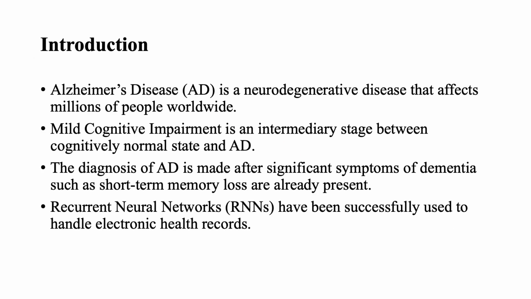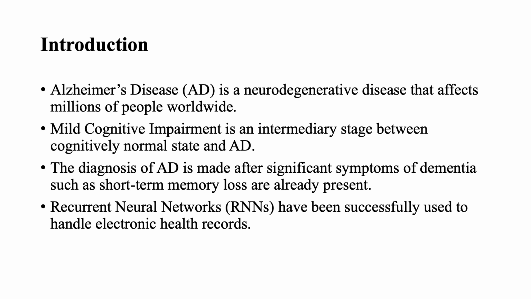Alzheimer's disease is a neurodegenerative, irreversible disease that affects millions of people worldwide. According to Alzheimer's disease, people can be classified into three states: cognitive normal, Alzheimer's disease, or mild cognitive impairment, which is an intermediate stage between normal and Alzheimer's state. The main problem of the diagnosis of Alzheimer's disease is that the diagnosis is made after the appearance of significant symptoms of dementia, such as short-term memory loss and others.